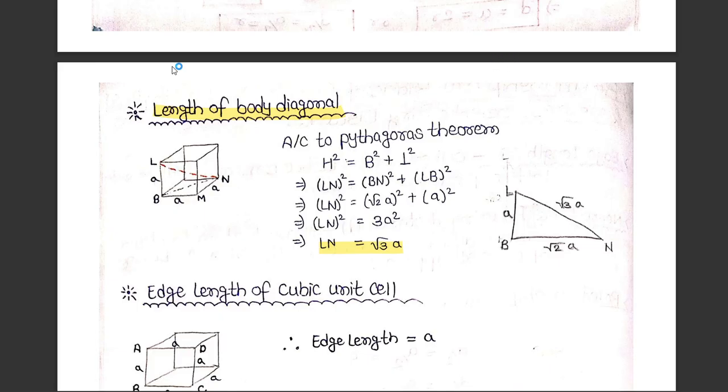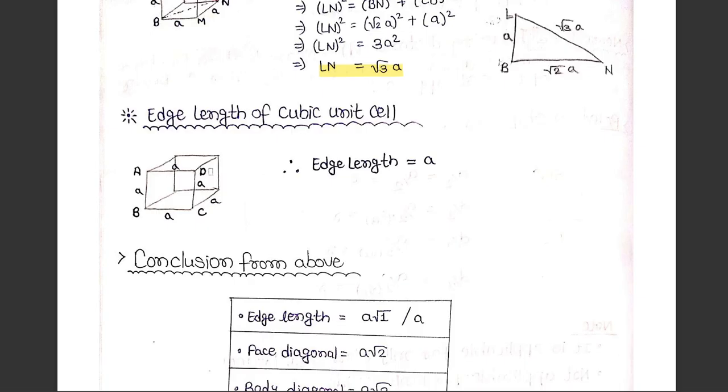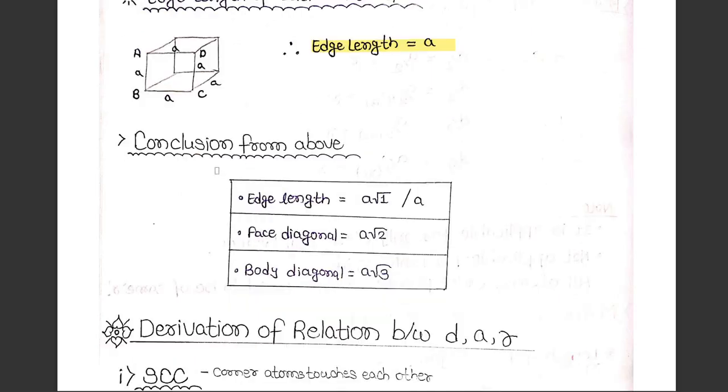Now let us come to the edge length of the unit cell. The edge length can be simply seen. It is a. Now the conclusion from above. It is basic mathematical terminology. The edge length is a√1 or a. The face diagonal is a√2 and the body diagonal is a√3. It is a short trick which you can remember: a√1, a√2, a√3. Edge length, face diagonal, body diagonal.